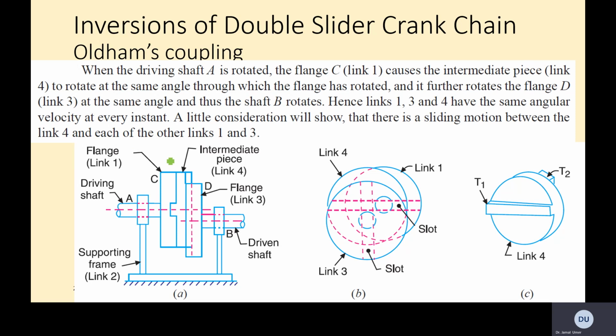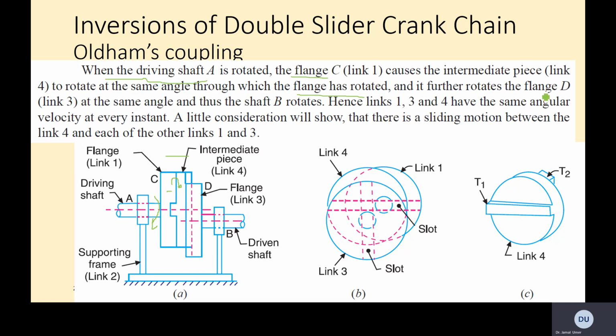So when the driving shaft A is rotated, the flange C, the link, causes the intermediate piece to rotate at the same angle through which the flange has to rotate. Now, the working cycle basically. The shaft has to rotate. When it's rotating, of course, the flange, which is rigidly fastened, will also rotate. When this one rotates, this also helps to rotate the intermediate piece at the same speed.